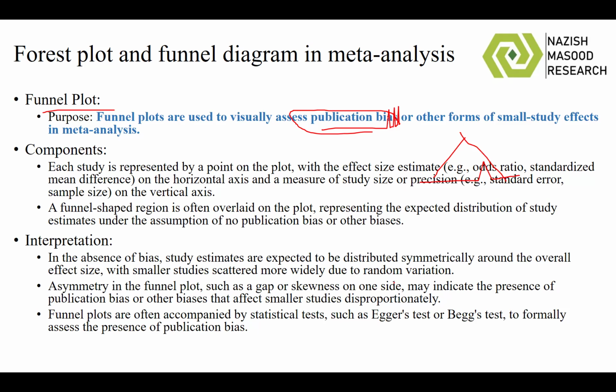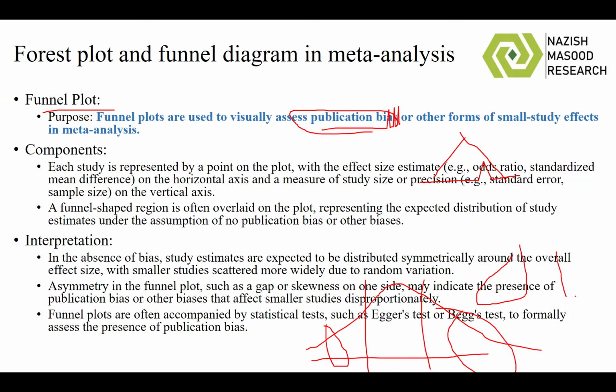Think of it like this: the overall studies that are published on a specific area should follow something like a normal distribution. So most of the studies should lie in the middle, and some studies should be on one side, some studies on the other. But if you look at the funnel plot and it looks something like this, then it means that there is asymmetry in the funnel plot. This shows a gap and skewness on one side and may indicate the presence of publication bias or other biases that affect smaller studies disproportionately.